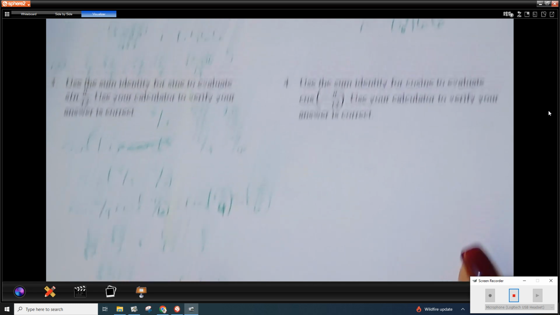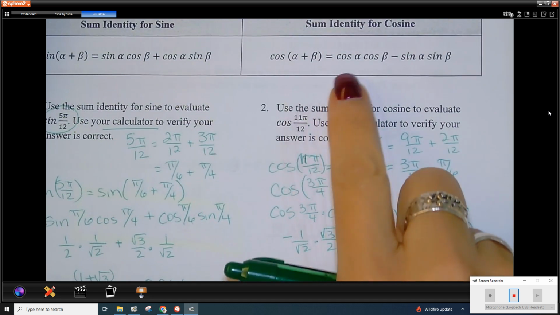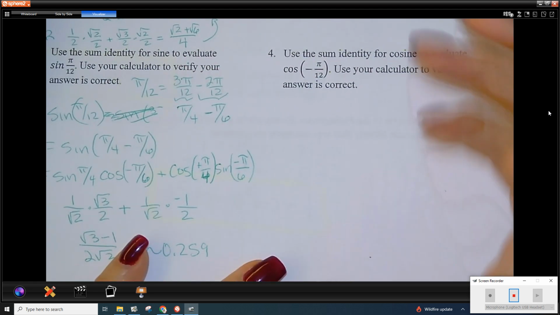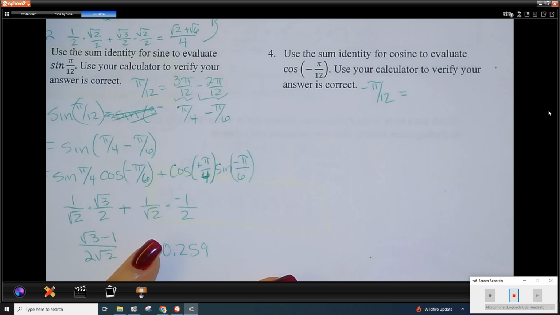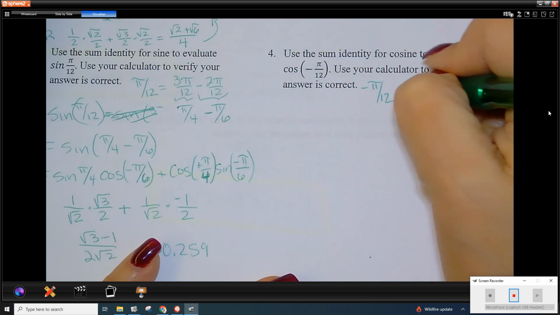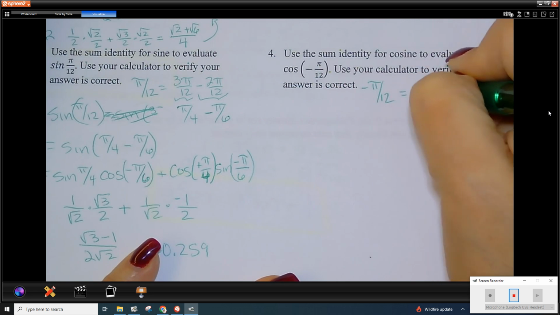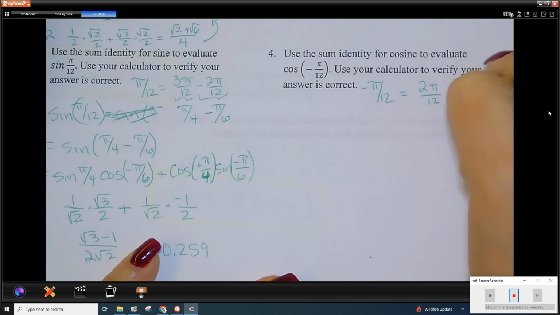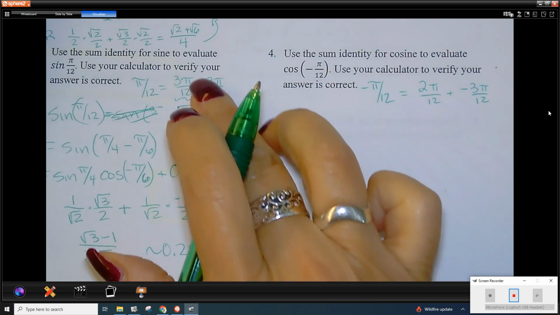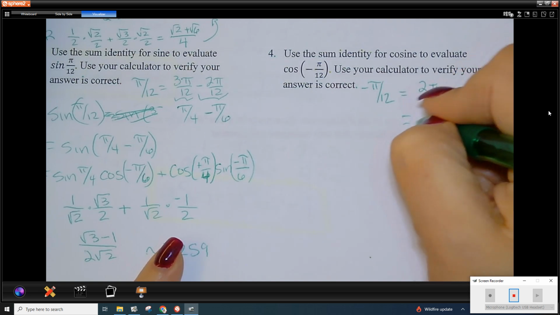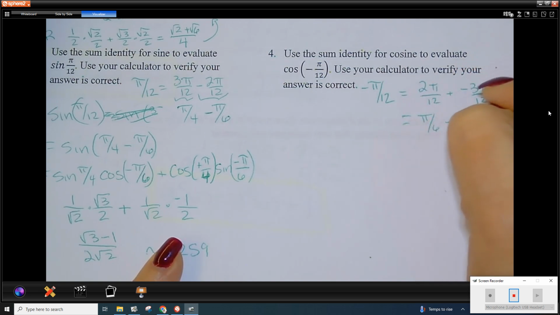Number 4, let's look at cosine real quick. So it's cosine alpha beta minus sine alpha beta. So we need negative pi over 12. How do we get a negative? We have to have a bigger number be negative. So we're going to start with 2 pi over 12 plus a negative 3 pi over 12. So you could think of it that way also. Just know the second one has the negative, so that's your beta. So that is pi over 6 minus, and then negative 3 pi over 4. So here's your alpha, here's your beta.